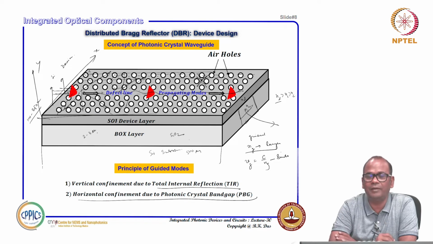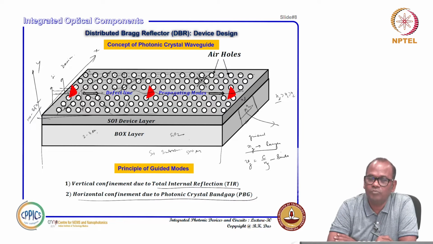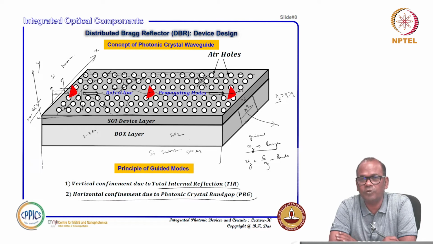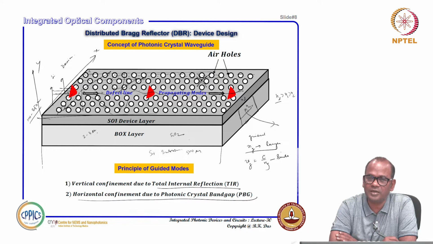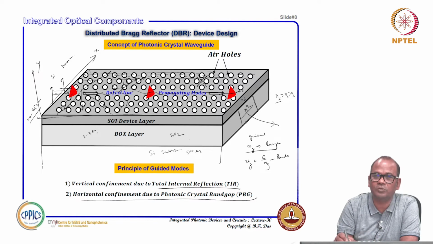So, light can be traveling very slow. If you can design a suitable photonic crystal structure, the light velocity, group velocity, can be reduced 30 times, can be reduced 100 times lower. That means a guided mode will travel very slowly.